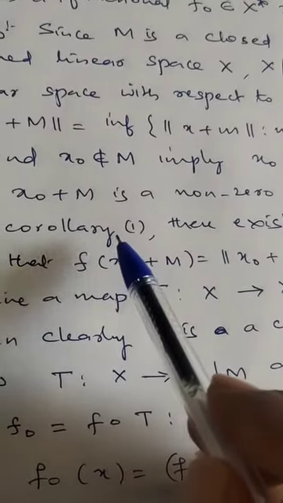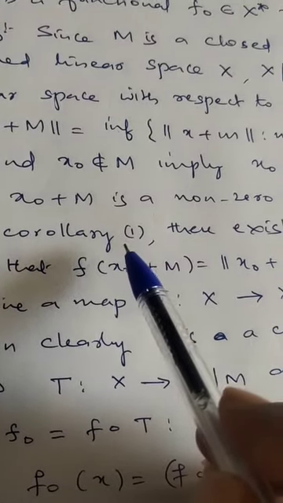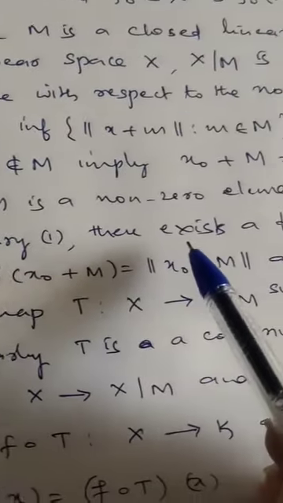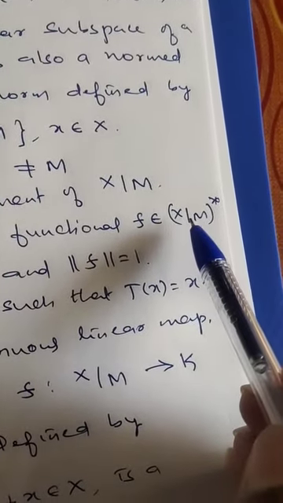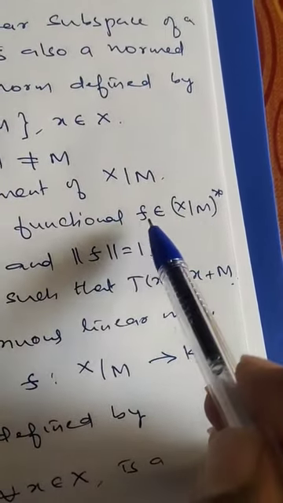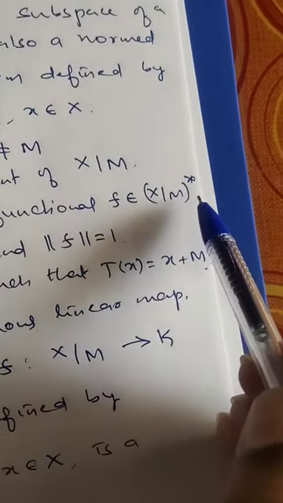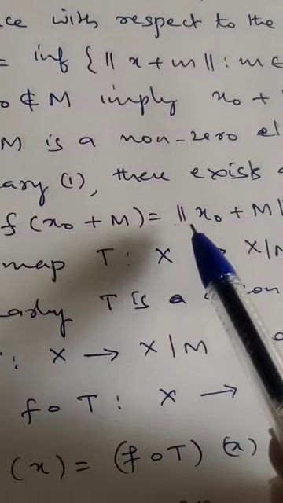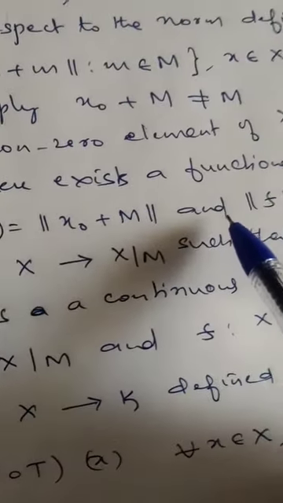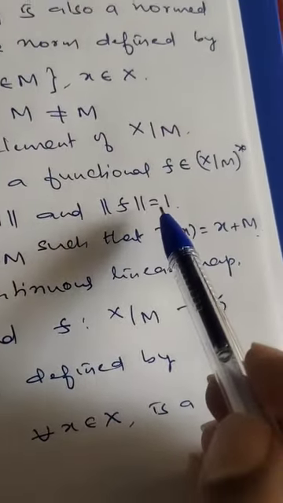If x naught plus M is a non-zero element of X by M, then by corollary 1 there exists a functional f belongs to (X by M) star, meaning there exists a function f on X by M such that f of x naught plus M is equal to norm of x naught plus M, and norm of f is equal to 1.